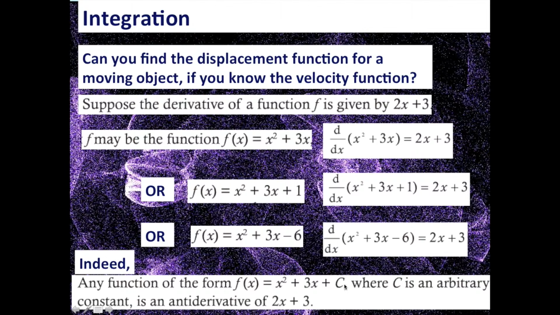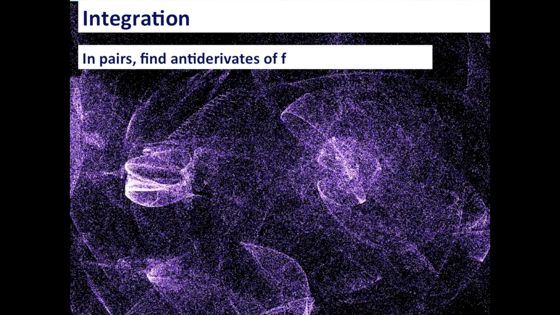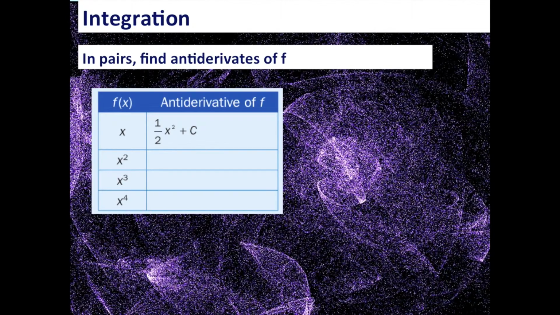So this value here, c, we actually write in as c, and is an arbitrary constant. So what I want you to do now then is to try and derive a general formula for the antiderivative. So let me just talk you through this example here. Suppose I give you a function. So suppose the function you have is x. What I want you to think of is how we can integrate this, find an antiderivative.